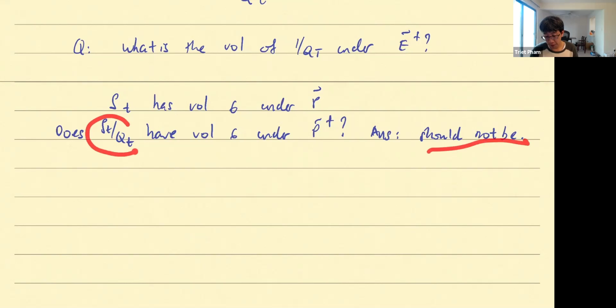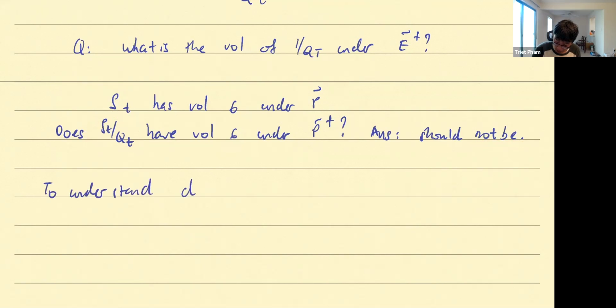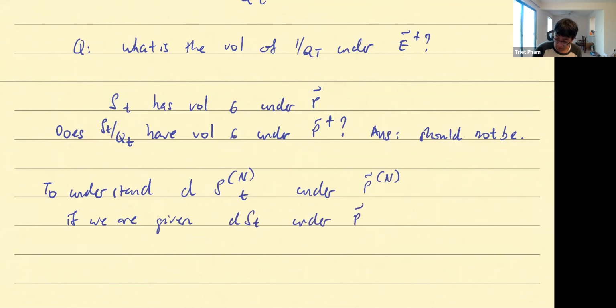So you have your work cut out for you already, to basically investigate. Roughly speaking, the main question is to investigate dS over Q under P tilde F, if we are given dS under P tilde. This is the main goal.